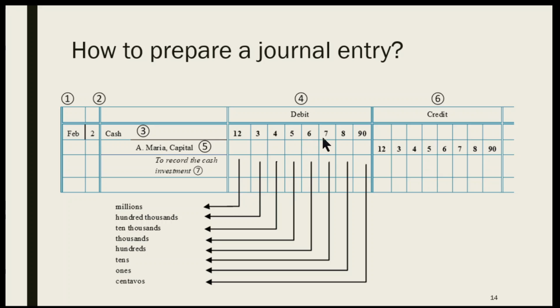We have several columns that can be found, and these columns represent something. The first column represents the millions, then the hundred thousands, then the ten thousands. You have the thousands, hundreds, tens, ones, and of course the centavos. And then we have to write the description or explanation of the transaction. What is the purpose of this? In order to remind us what transpired during that day.